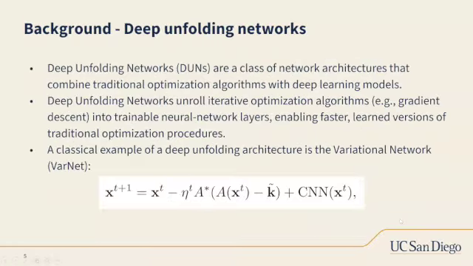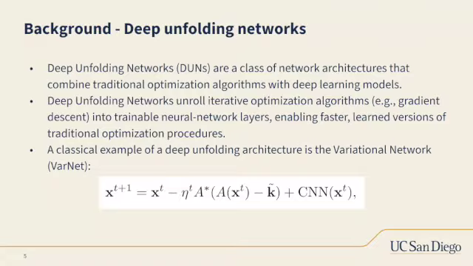And this brings us to deep unfolding networks. Deep unfolding networks are a class of network architectures that combine traditional optimization algorithms with deep learning models. They unroll iterative optimization algorithms into the layers of a trainable neural network, which enables faster and learned versions of traditional optimization procedures. A very classical example of a deep unfolding architecture is the variational network.